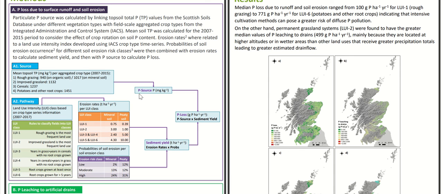Then we related erosion rates with a land use intensity index we developed using iCrop time series as a proxy to intensity of cultivation and risk of soil compaction, and then the probabilities of soil erosion actually occurring in each 50-meter pixel were assessed based on their soil erosion risk class. The erosion rates and the probabilities of soil erosion were combined to provide us with sediment yield, and that was combined with P source in order to calculate P loss as grams of P per hectare per year.